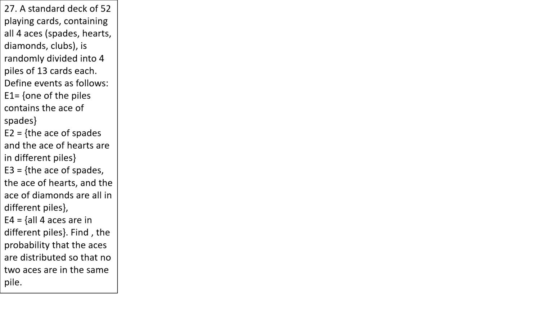In this current question, it has been said that a standard deck of 52 playing cards containing all four aces, spades, hearts, is randomly divided into four piles of 13 cards each. 13, 13, 13, 13. These are the 52 cards divided into four piles. Now events are given: E1, one of the piles contains the ace of spades. Wait, let me read the full question.